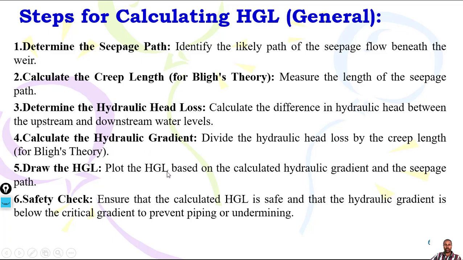Then plot the hydraulic grade line based on the calculated hydraulic gradient and the seepage path. Then the safety check. You have to check safety against uplift and also against piping or undermining. Ensure that the calculated hydraulic grade line is safe and that the hydraulic gradient is below the critical gradient to prevent piping or undermining. So once you check against piping and the thickness of the floor against uplift, then it will be safe.